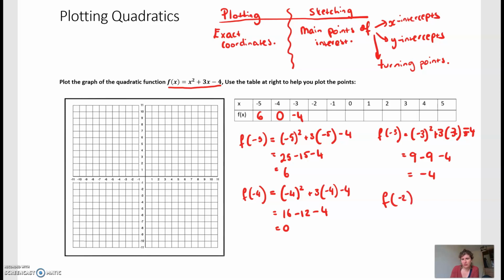F of -2: -2 squared plus 3 times -2 minus 4. So that is 4 minus 6 minus 4, so that's negative 6.